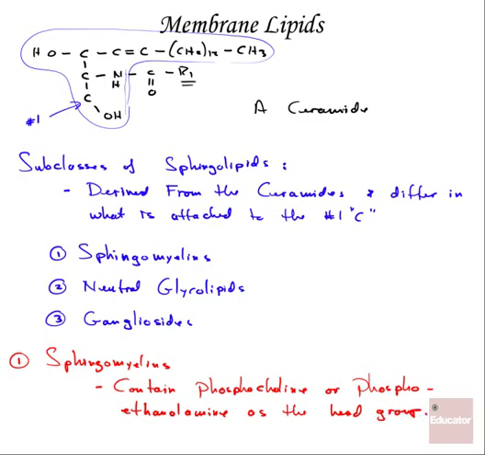Okay, so let's go ahead and do an example of this. Let's draw it all out very carefully. So we have C, C, and C. We have a C double bond C. We have a CH2 group, we have 12 of them. And then we have a CH3 group. We have our OH. Okay, we have our nitrogen. We have our amide linkage.